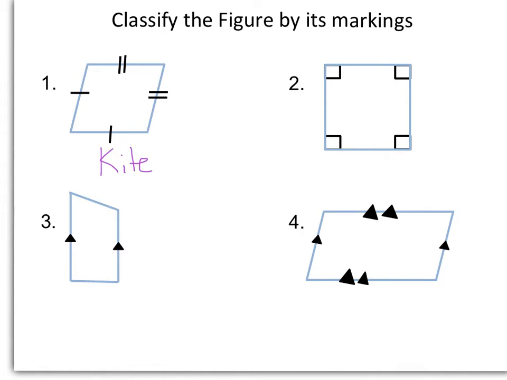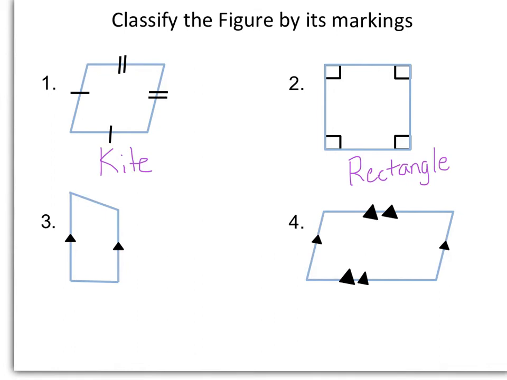In number 2, we have four right angles. But we do not know anything about the sides, so it is a rectangle. It could also be a square, but we don't know that because we do not know anything about the sides.